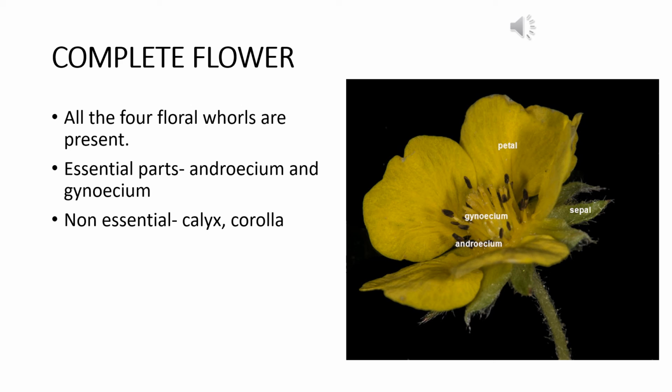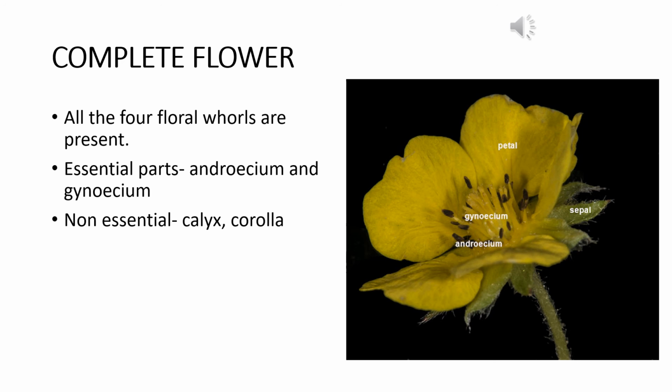Now, all of these four parts can be divided into two types. Some of them are called essential parts. Those are the parts taking part in reproduction. Those parts include androecium and gynoecium. And non-essential parts are the accessory parts which help the reproductive parts in different ways. Those are called the non-essential parts, and they include calyx and corolla.